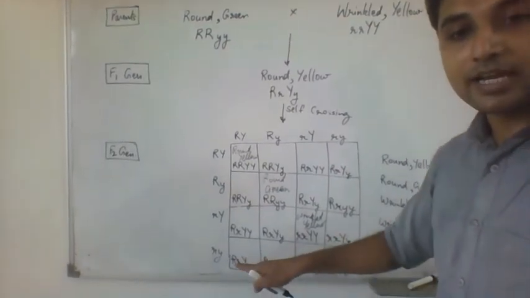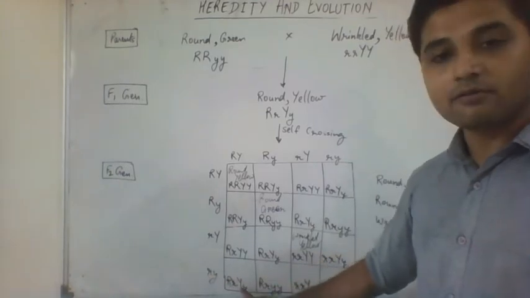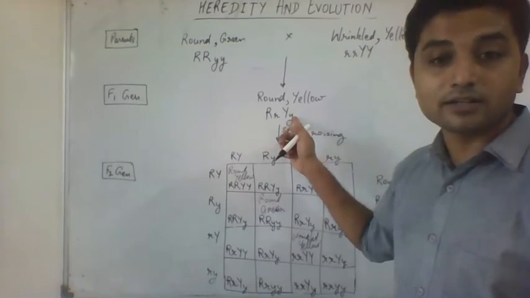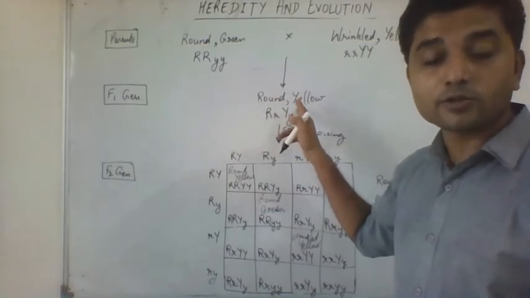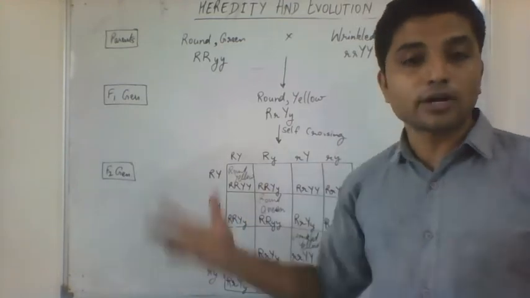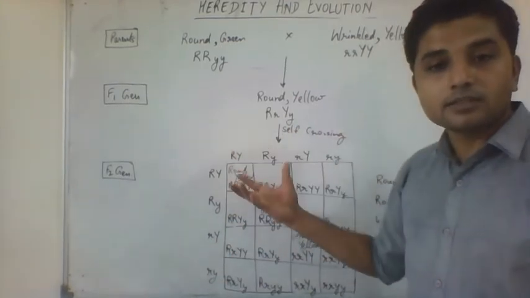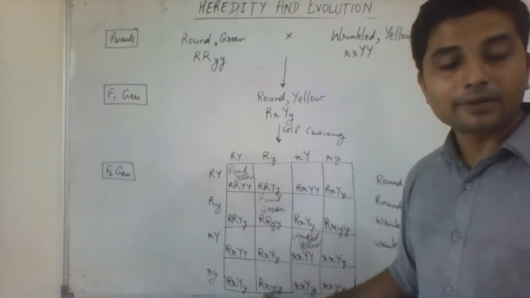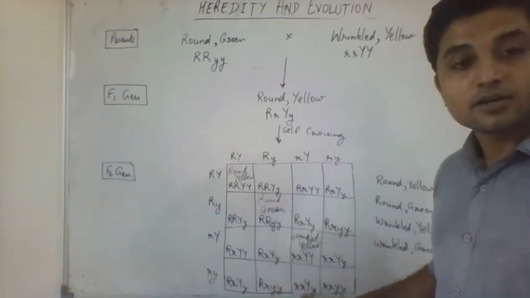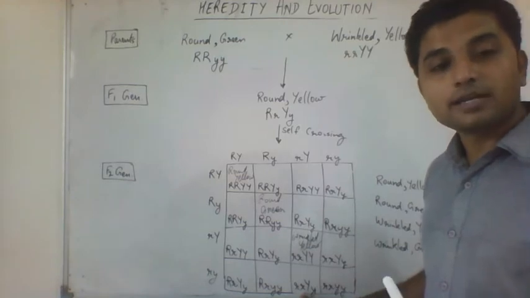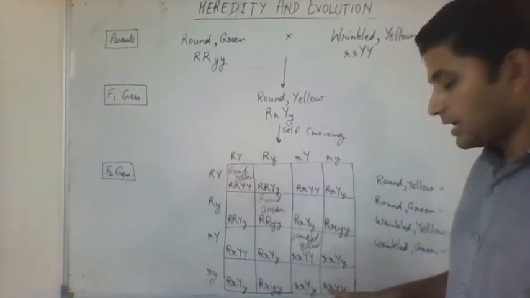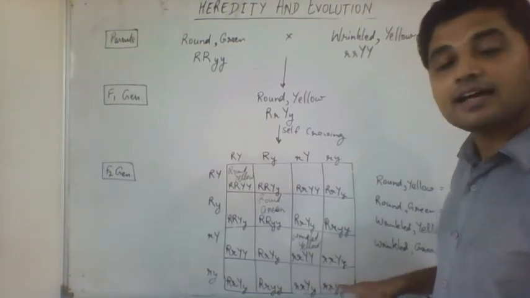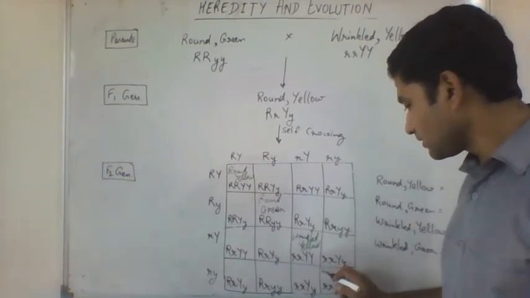What happens in the next line? Here we have capital R and capital Y, round and yellow. Lot of round and yellows. Why? Because round and yellow are the dominant characters here. Roundness is also dominant, yellowness is also dominant. Whatever character is dominant will be found in majority of the plants. So they will be maximum. Here we have capital R but no capital Y, so it will be round and green. Here no capital R, it is small r, so it will be wrinkled and yellow. And here you have a plant with none of the factor capital, so this will be wrinkled and green.